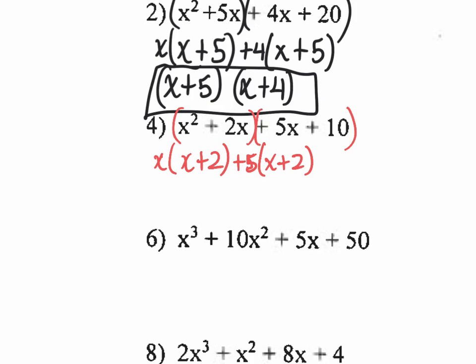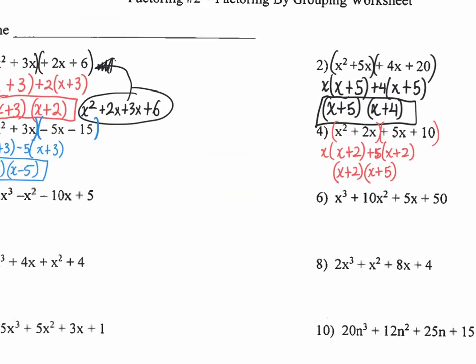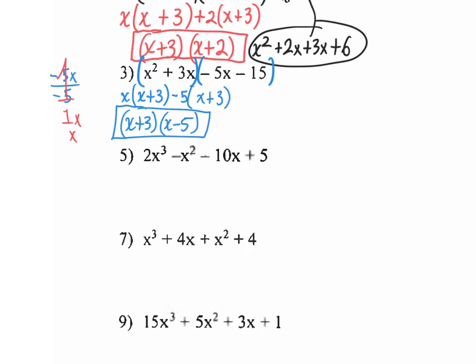So the first part has an x plus 2. The second part has an x plus 2. So they have that in common. I'm going to pull that out. X plus 2. And then what does that leave? X plus 5. And again, a quick FOIL, x squared, 2x, 5x, 10. So that's all good. Okay, number 5.